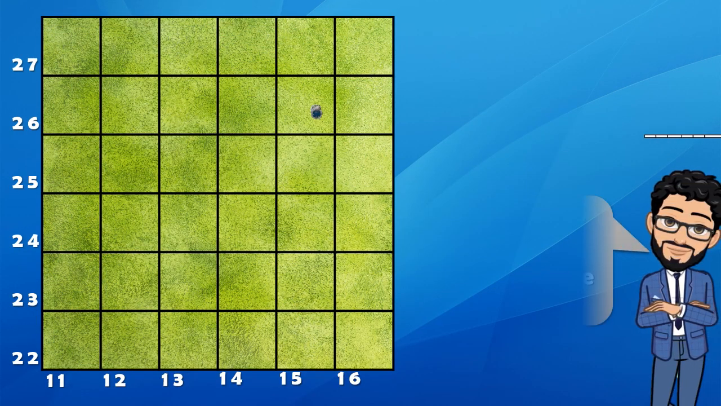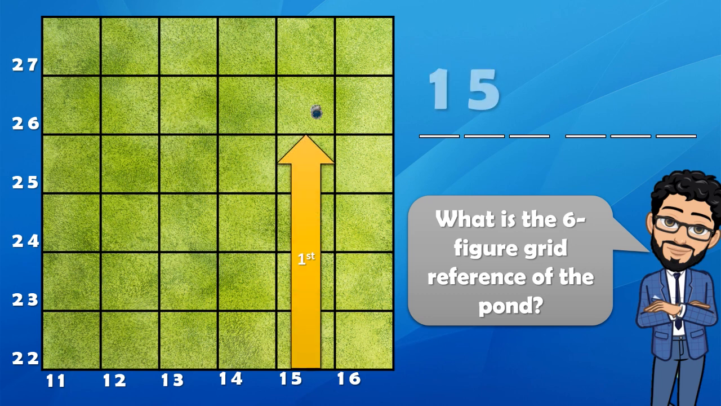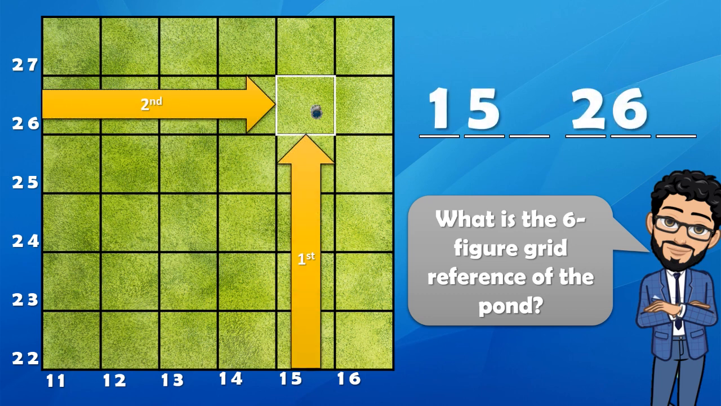Now you try. What is the 6-figure grid reference of the pond? You have 10 seconds. Starting with our 4-figure grid reference, we have 15 on the X, 26 on the Y. The final 2 figures starting with the X, we have 7, then 4 on the Y, giving us our 6-figure grid reference, 157264.